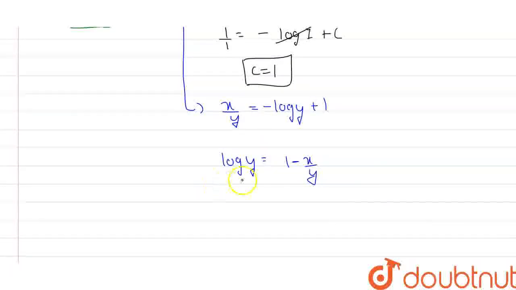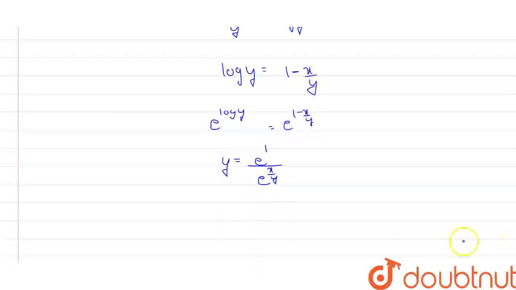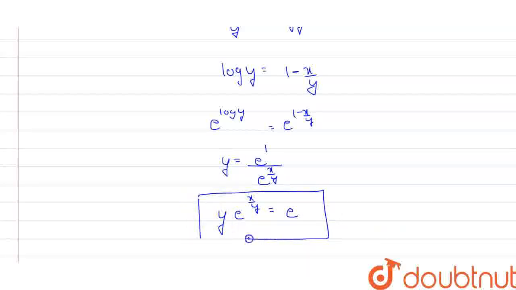Further, if I take the exponential function on both sides, this will become e to the power log y equals e to the power 1 minus x by y. Clearly e to the power log y is basically y, so y equals e to the power 1 minus x by y. Also I can write this as e to the power 1 divided by e to the power x by y. So further I can write y times e to the power x by y equals e. This is the solution we are looking for, the equation of the curve.